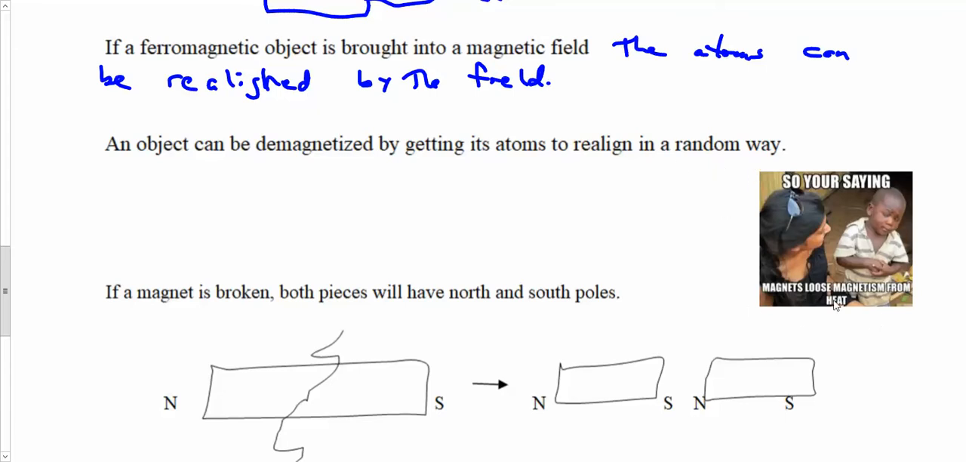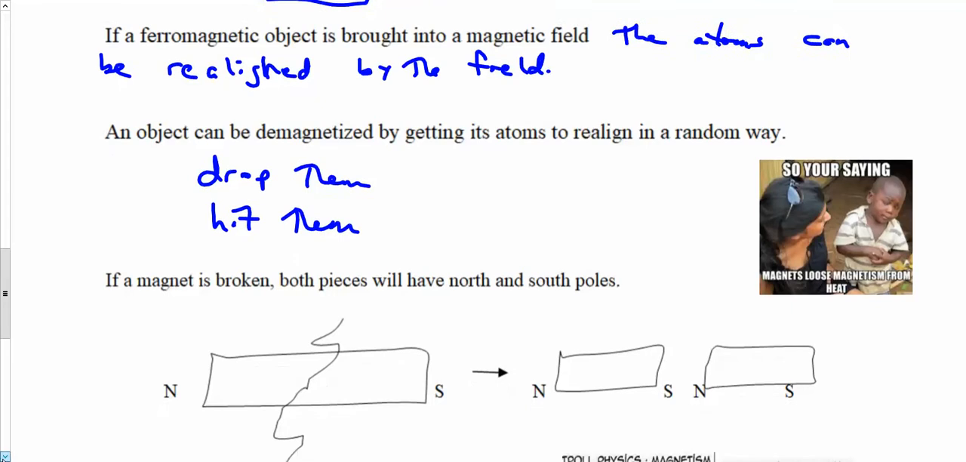An object can be demagnetized by getting its atoms to realign in a random way. So magnets lose magnetism if you heat them up. Another thing that you can do is drop them or hit them. Yes, if I take a magnet and I hit it with a hammer, that force would start to get these tiny little dipoles. It would start randomizing their direction, and it would demagnetize them.